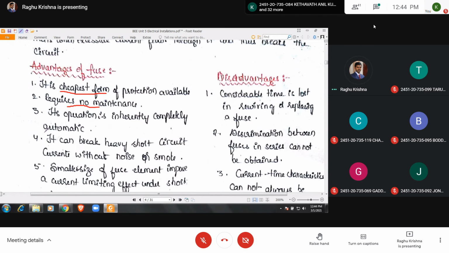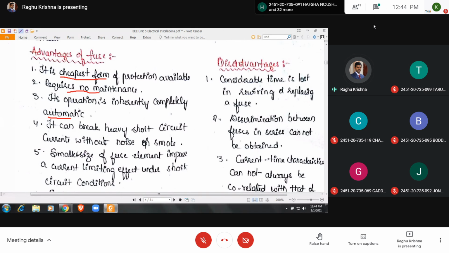Next, its operation is inherently completely automatic. Whenever an overcurrent flows, the fuse melts. That is, its operation is completely automatic. It can break heavy short circuit currents without noise or smoke. So if you use an HRC fuse, no smoke.